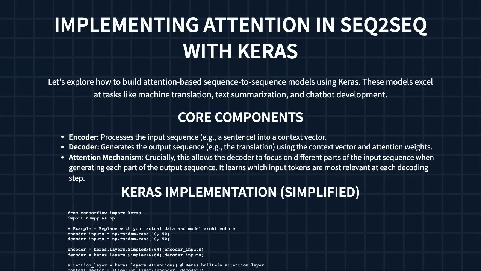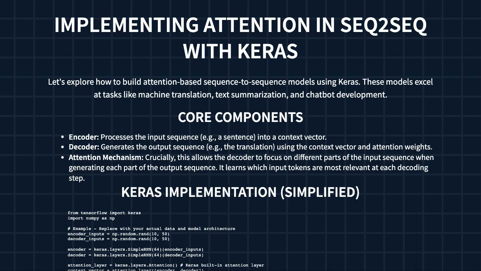Okay, let's talk about building attention-based sequence-to-sequence models with Keras. The key here is understanding that these models aren't just processing the sequences, they are actively deciding what to focus their attention on when generating the output. We have an encoder which takes our input sequence and creates a context vector, a decoder which builds the output, and then this really clever attention mechanism.